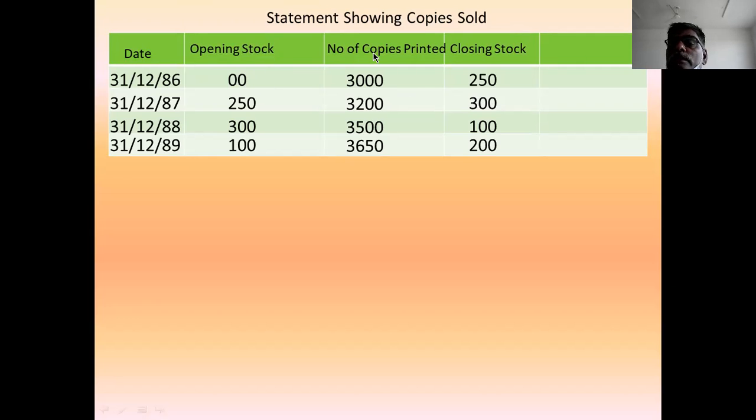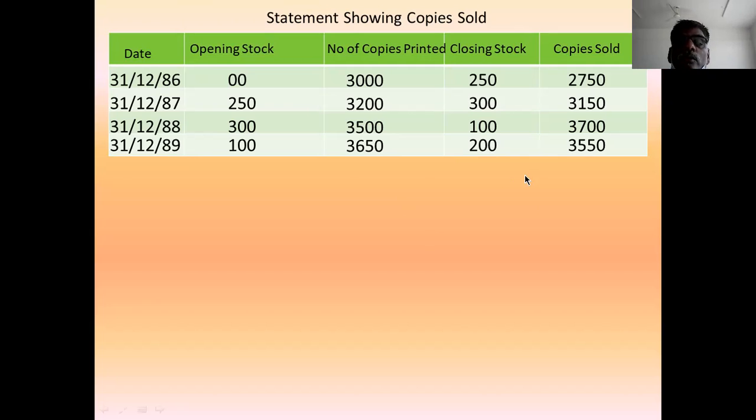Opening stock plus number of copies printed minus closing stock is equal to copies sold. First is 2,750. Second, 3,150: 250 plus 3,200 minus 300. 300 plus 3,500 minus 100. 100 plus 3,650 minus 200. 3,550. Like this, you calculate the copies sold if the royalty is based on number of copies sold.